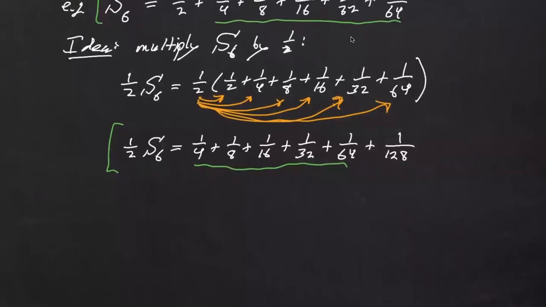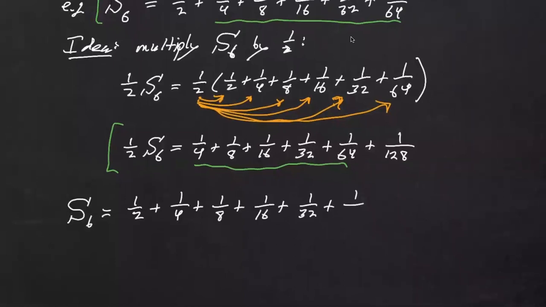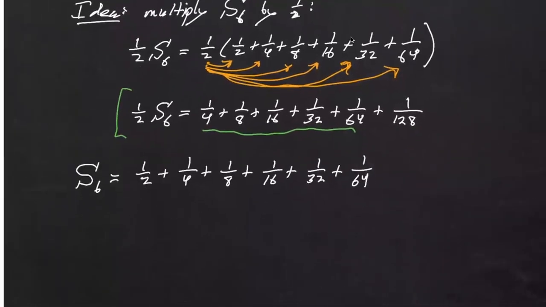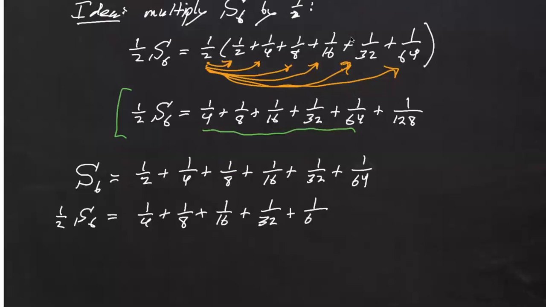So let me write S6 again. Okay, I know I'm writing the same thing over and over again, but we just got to do it. All right, and then a half S6. Let me copy a half S6 underneath it. 1/4 plus an eighth plus a 16th plus a 32nd, plus a 64th plus 1/128.